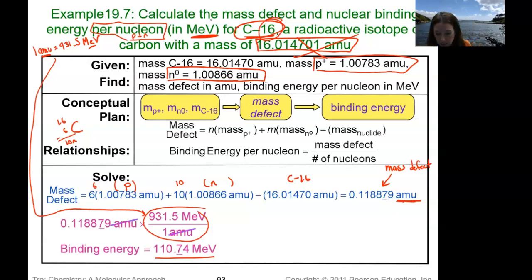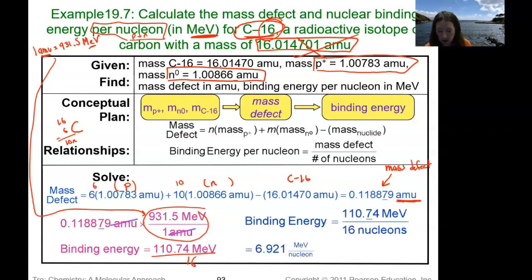So what we would do is take our mega electron volts. Again, we want to know this per nucleon, so we just divide it by 16. And that's going to give us our energy per nucleon, right? Because now we have mega electron volts per nucleon. So this is the binding energy for carbon-16. A little bit different than I did before, but much simpler.